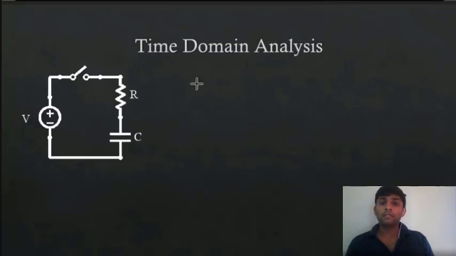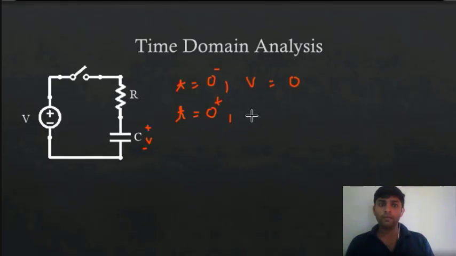Suppose before switching, at t equal to 0 minus, what will be the voltage across the capacitor? I'm talking about the voltage across this capacitor. Can you tell me what it will be? Yes, that's correct, Vishal. Monica is also correct. Obviously, since there was no supply, there will be no voltage. So what will be the voltage at t equal to 0 plus? Can you tell me quickly? At 0 plus, again it is going to be 0.